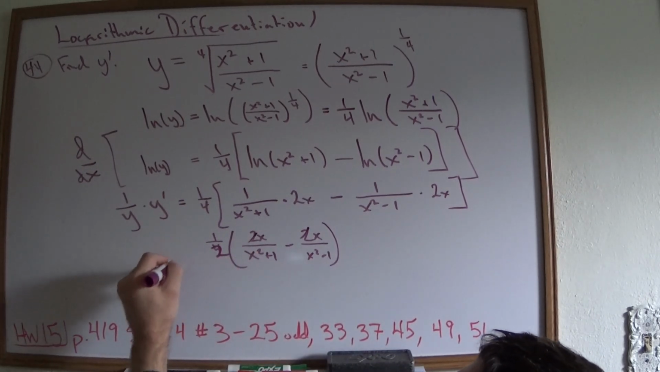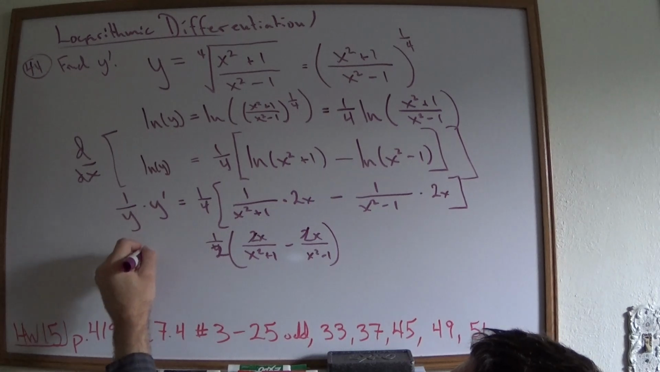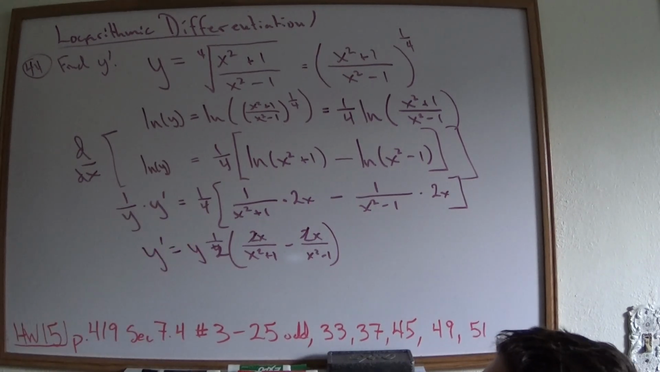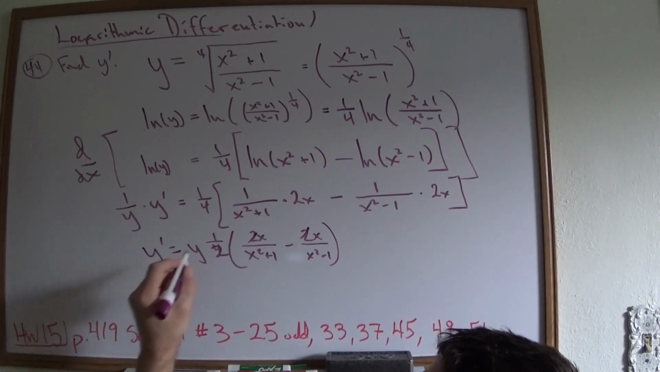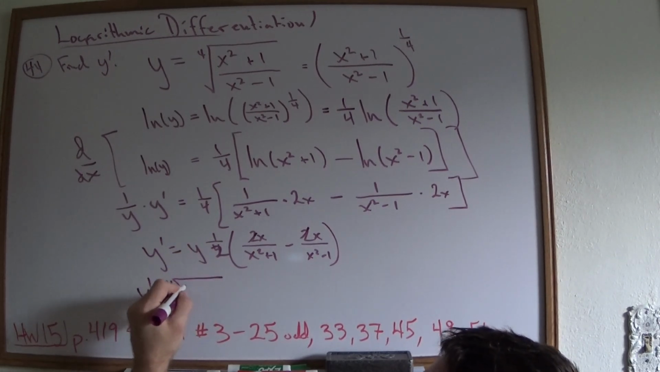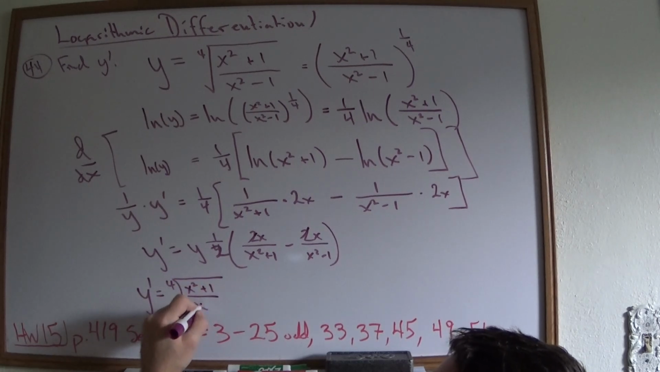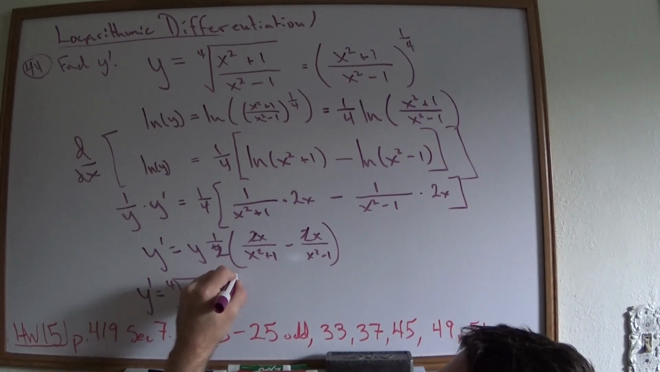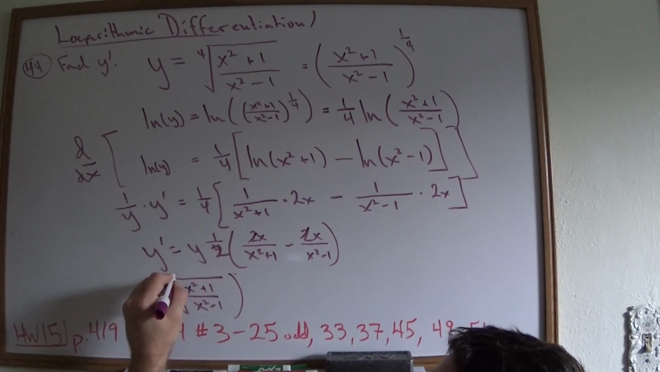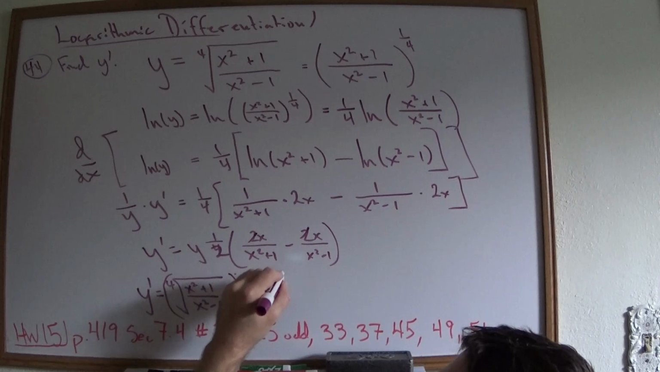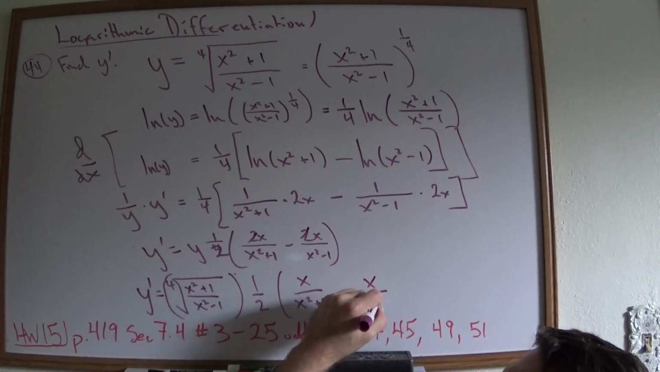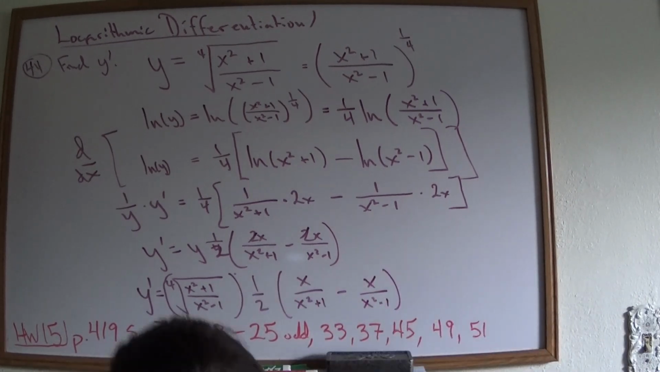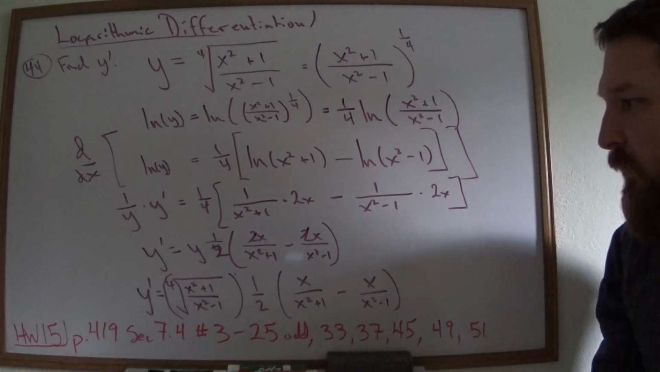And I'm also going to bring my y up into the numerator. Now, y was equal to that stuff. So y prime is equal to the 4th root of (x squared plus 1) over (x squared minus 1), times a half, times x over x squared plus 1 minus x over x squared minus 1. And that's good enough. I can pull a half all the way out to the front, but who cares?